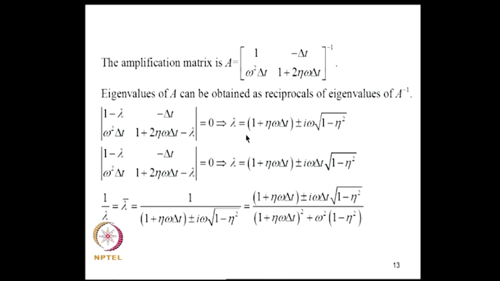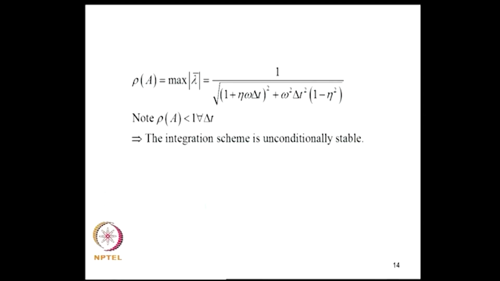Then the characteristic equation we have already solved, and these were the roots that we obtained for the A matrix in the earlier case. So, this is this, and the reciprocals of that would be this now. If you separate real and imaginary parts, I get this expression for the two eigenvalues. So, the spectral radius, which is the maximum value of lambda bar, is given by this expression.